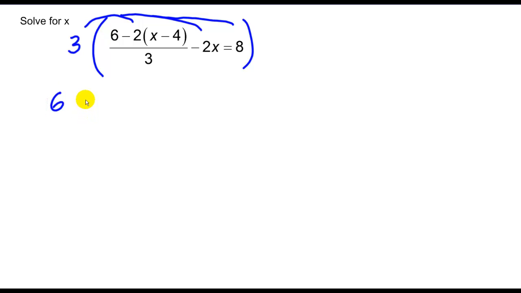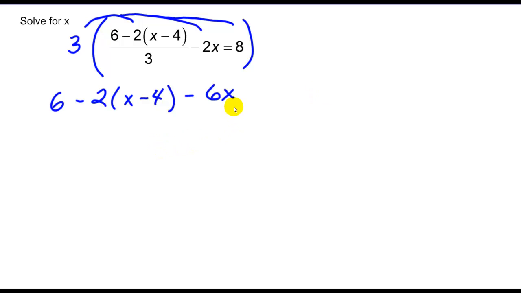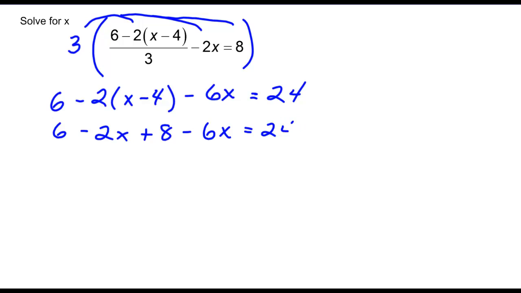minus 2 times the quantity of x minus 4 minus 6x, because that's 3 times 2x. So this is popping up. And then equals 24. I distribute through, I have 6 minus 2x plus 8 minus 6x equals 24.